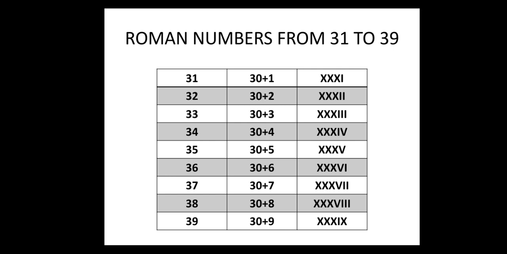36 is 30 plus 6, 30 is XXX and VI. 37 is 30 plus 7, XXX, VII. 38 is 30 plus 8, XXX, VIII. 39 is 30 plus 9 and XXX, IX. So these are Roman numerals from 1 to 39.